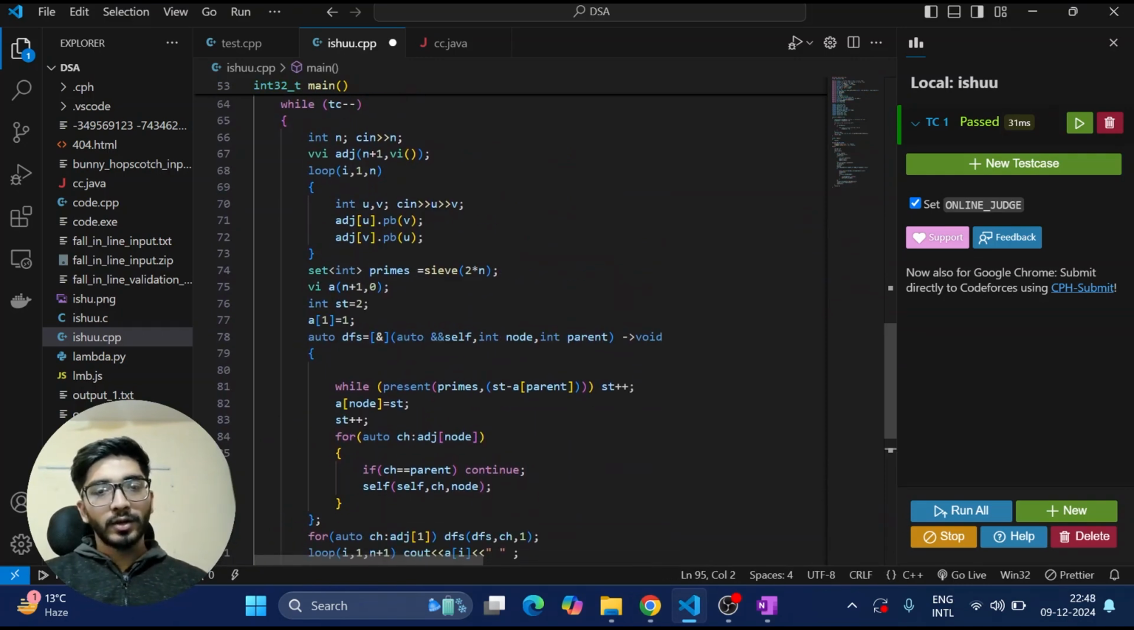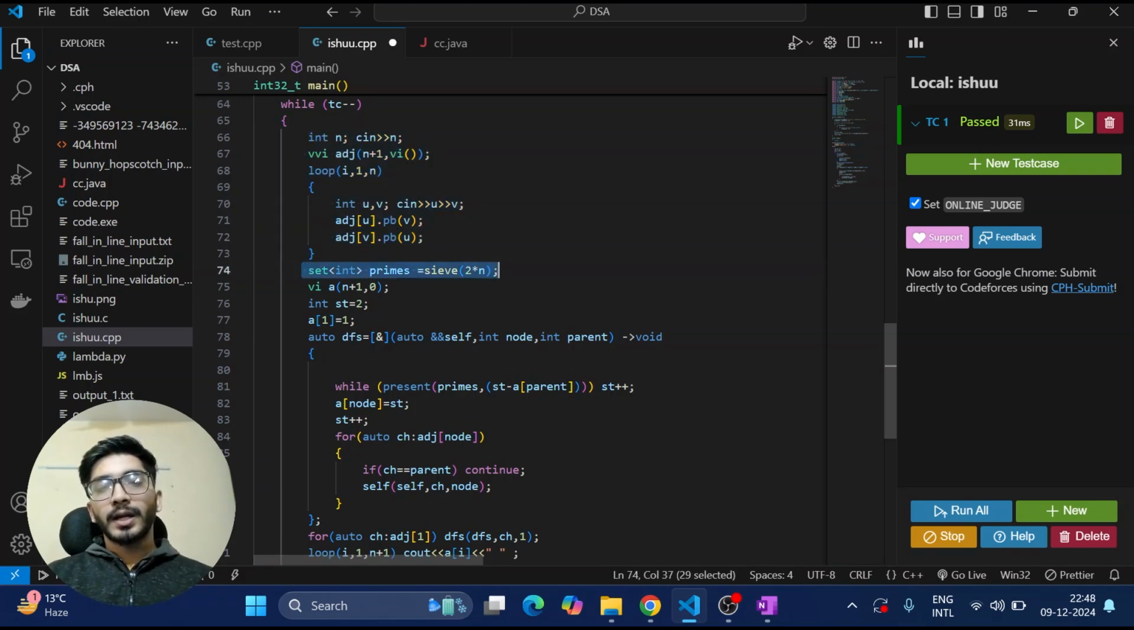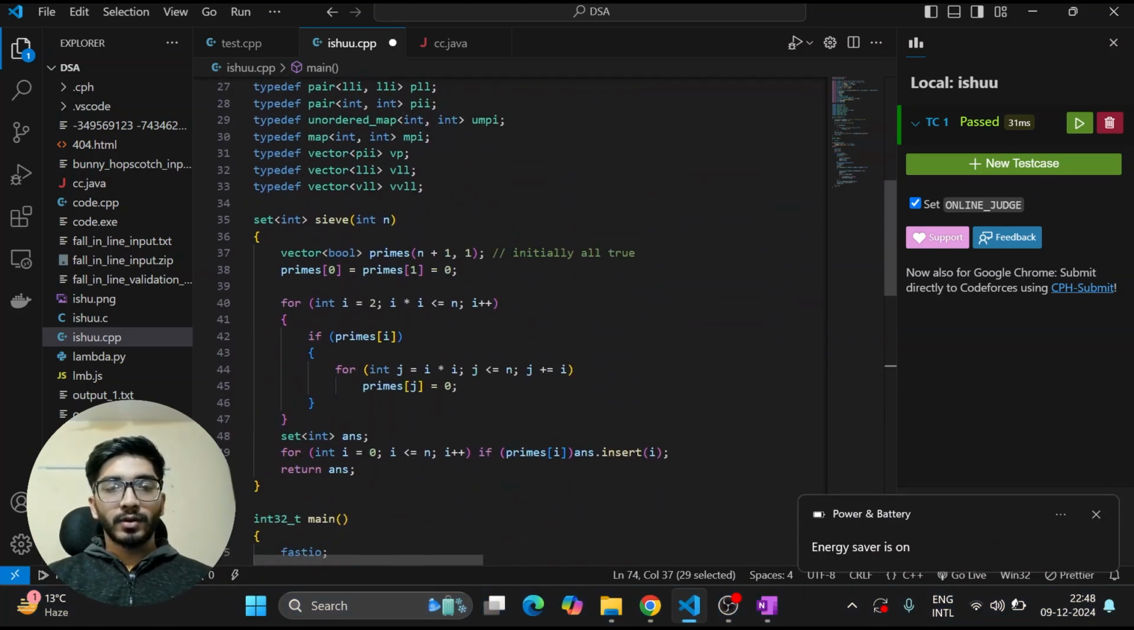So what we can do is, this is just taking the input and constructing the tree of size according to the given constraints. After that, I can easily generate primes up to 2 to the power n by just using sieve of Eratosthenes.